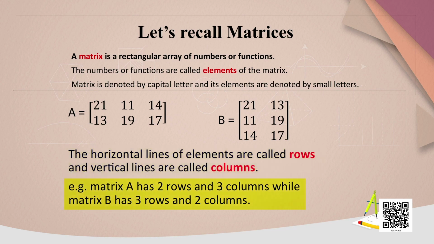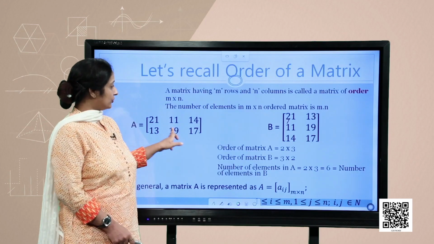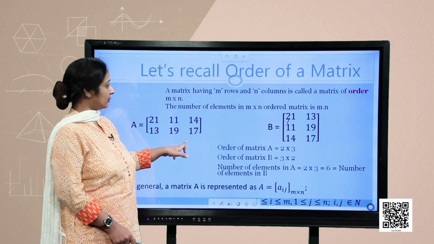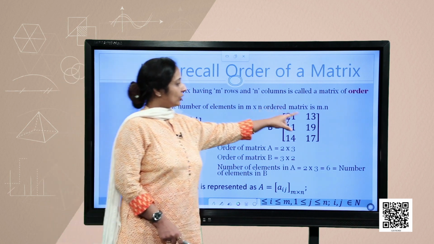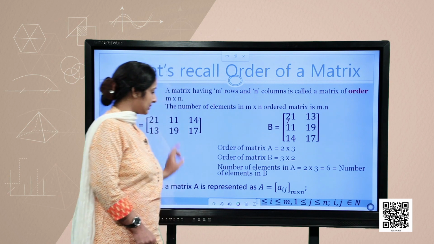This means this matrix A has 2 rows and 3 columns, while this matrix B has 3 rows and 2 columns. A matrix having m rows and n columns is known to be a matrix of order m by n. The number of elements in an m by n ordered matrix is m into n. Order of this matrix is 2 by 3, so number of elements are 6. Order of this matrix is 3 by 2, so number of elements are also 6.